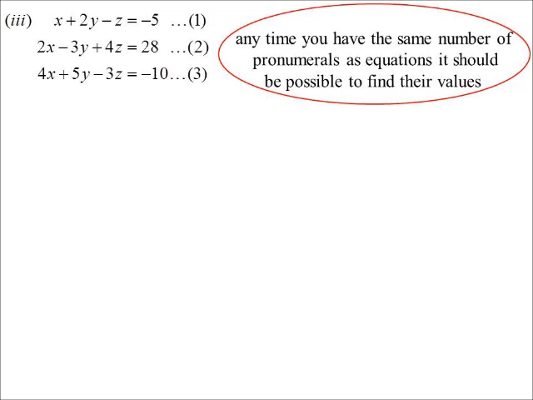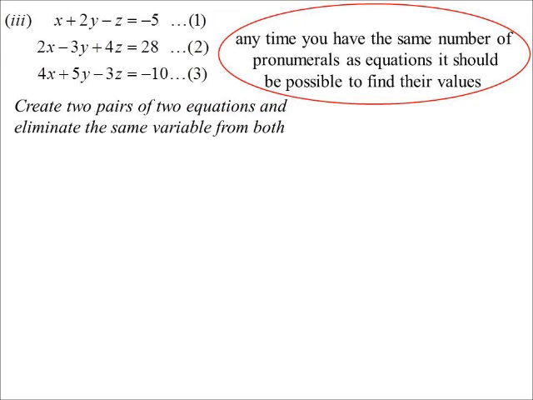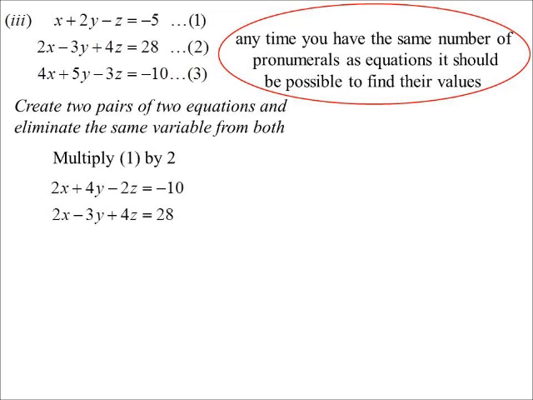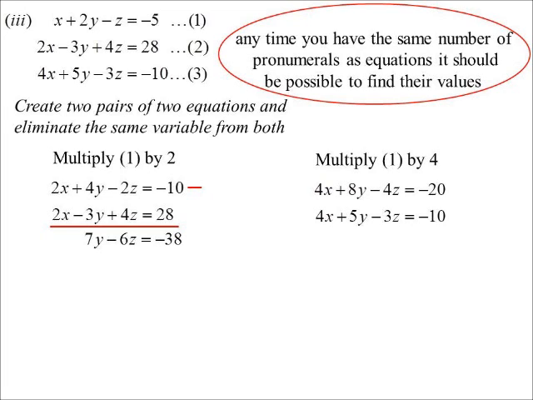So what we're going to now do is eliminate one of these variables. We'll end up with 2 equations, but we've got to eliminate the same variable from both. So I'm going to match up the first one, I'm going to multiply by 2, and match that up with the second one. That will allow me to eliminate the x quite nicely. And we get an equation 7y minus 6z. Now I just need to pick another pair, doesn't matter which pair, but I'll also eliminate the x from that. So if I now multiply the first one by 4 and match it up with the third one, we can eliminate the x from those 2. And we now have 2 simultaneous equations with 2 pronumerals, which we can do the standard way.